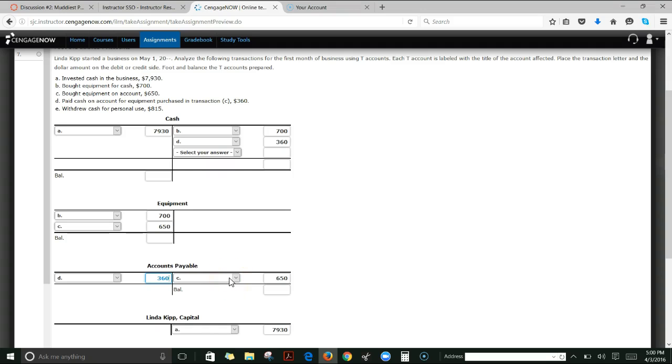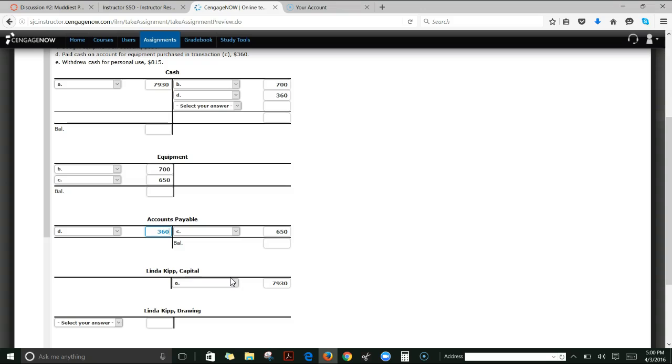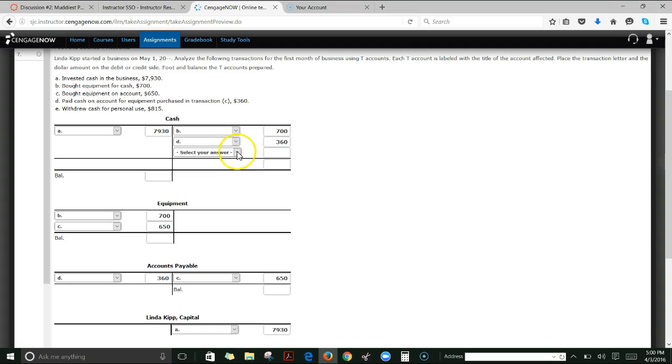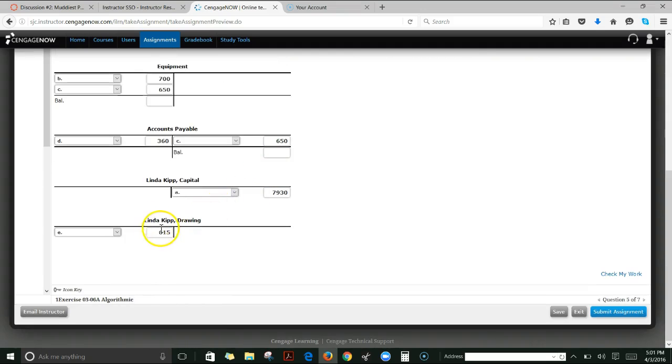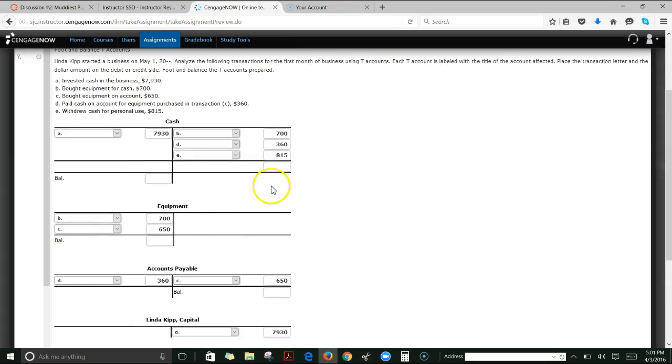And then I withdrew cash for personal use of $815, so that was E. So I go to E, and it's $615, and I credit cash because I took the cash out. We do have that accounting concept that's very important. It's actually 815, so let me fix this down here. It's a very important accounting concept to keep personal and business separate, which is why we have the drawing account.